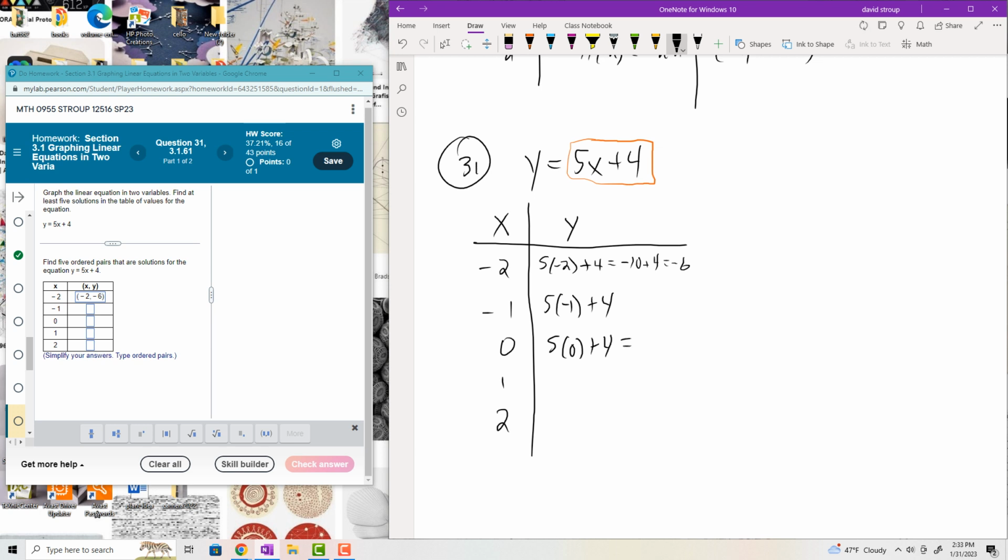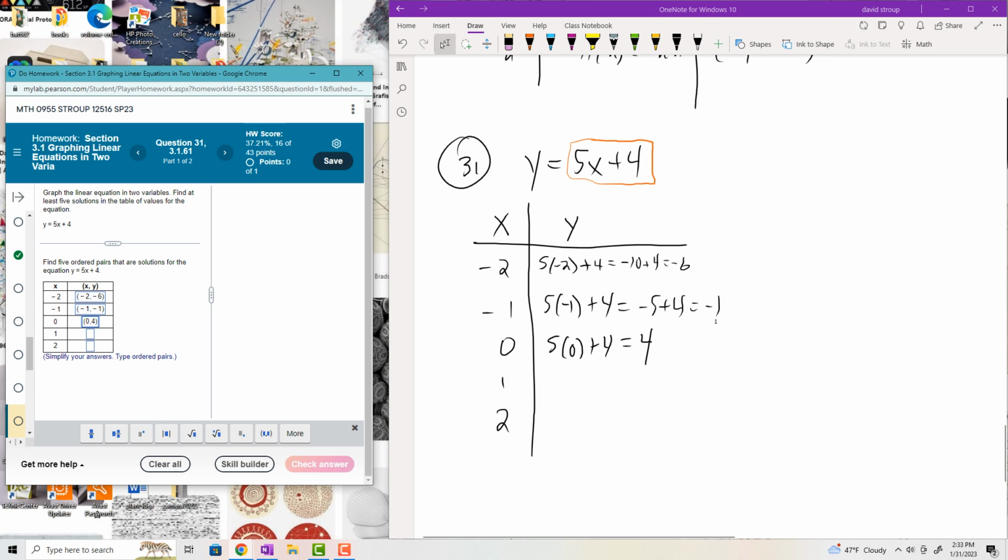So 5 times 0 is 0 plus 4 is 4. And so 0, 4 would be the ordered pair. Oops, I skipped one. Negative 1, comma, what's this one? Negative 5 plus 4 is negative 1. Okay, so that'd be negative 1, negative 1. Correct. Sorry, I was in the right place. Negative 1, negative 1. And then we have 0, 4.